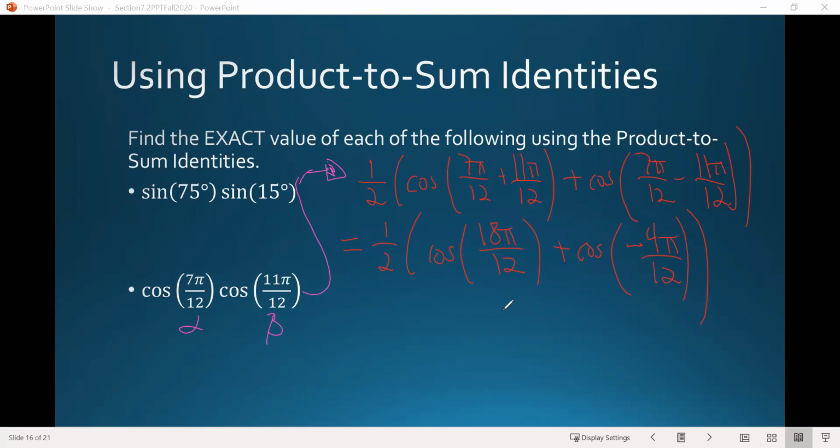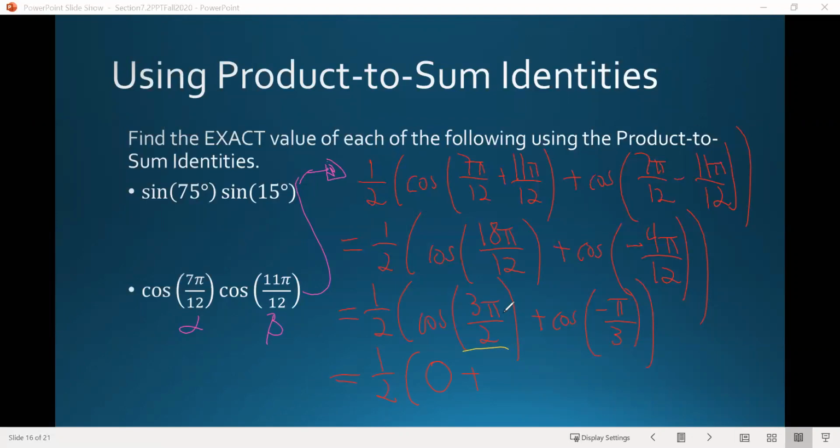And then the things inside of the cosine functions reduce. So we'd have 1/2 times the cosine of 18 pi over 12. I believe 6 goes into both of those, so that'll give us 3 pi over 2. Plus the cosine of, 4 goes into both top and bottom here, so that gives us negative pi over 3. And you hopefully recognize right away that 3 pi over 2 is on the unit circle, so we can find the cosine of 3 pi over 2, and that will again be 0. Plus, now, cosine of negative pi over 3.